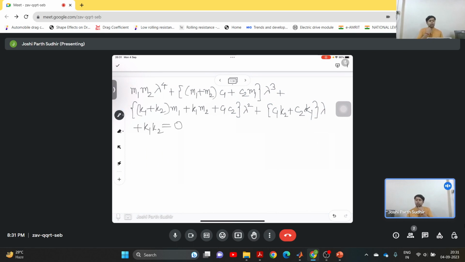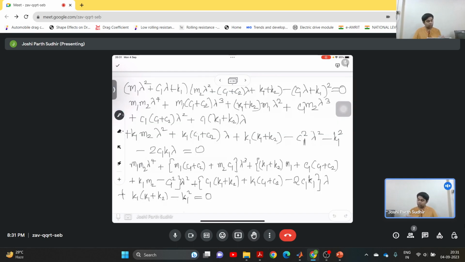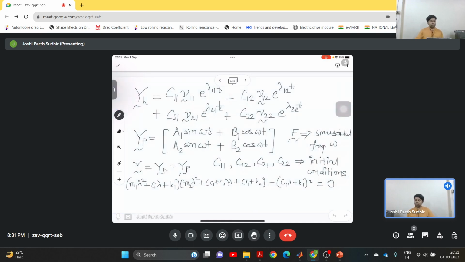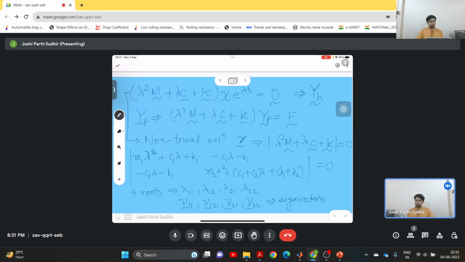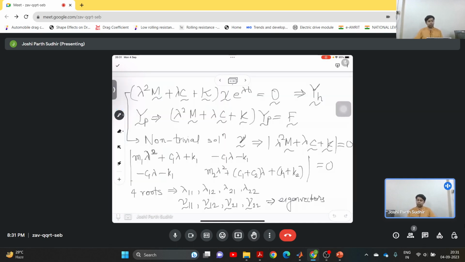So this will be our characteristic equation, and it will have the four roots as I had mentioned: lambda 1 1, lambda 1 2, lambda 2 2, and lambda 2 1. And corresponding to each of these roots, we will have a corresponding eigenvector.